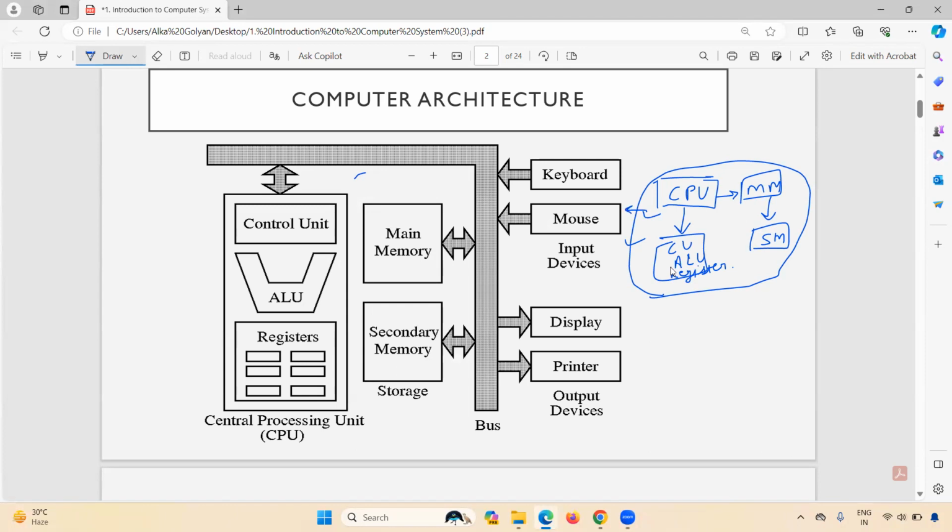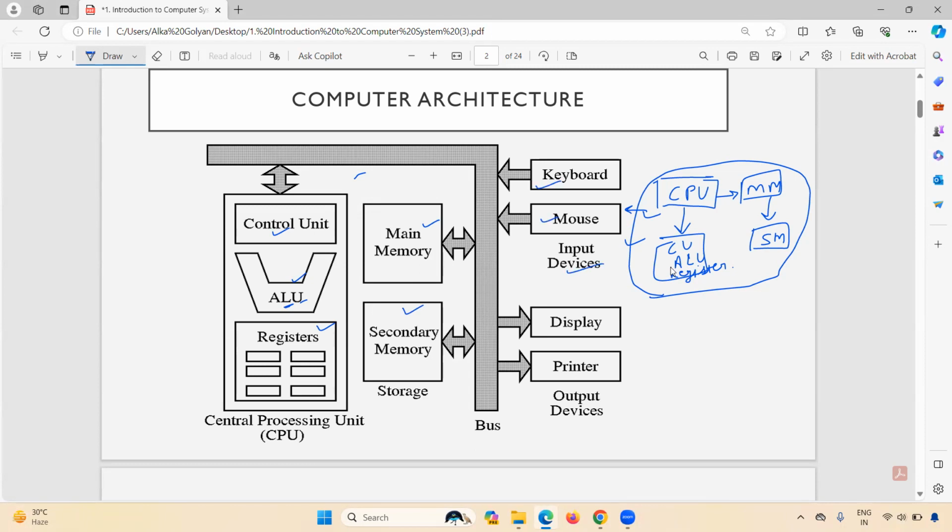So we can say that in the computer architecture, in the CPU, there is a control unit that is used to control the data, and the ALU, that is the arithmetic logical unit, that performs arithmetic operations as well as logical operations, and registers are used to store information. Main memory is used to store temporary data, and secondary memory is for permanent storage.